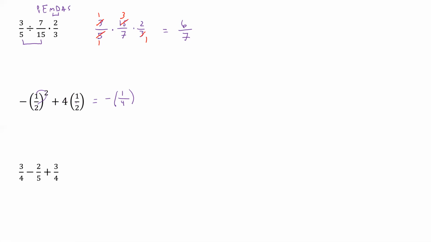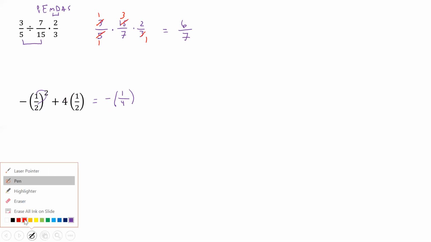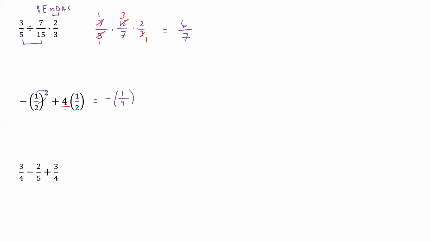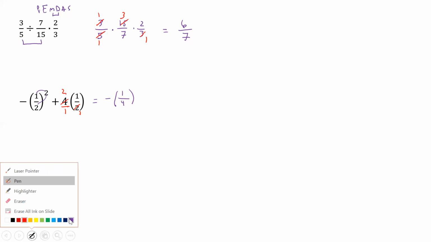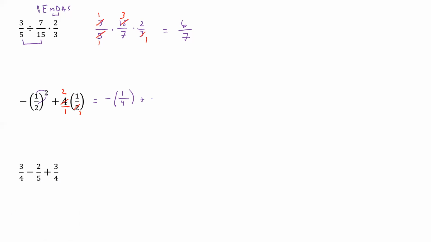Now we take the 4 times 1/2. Well, guess what? We can reduce. Now remember, this is really over 1, so we can take 2 goes in here once, 2 goes in here twice. Then we have 2 times 1 is 2, 1 times 1 is 1, and so basically we just have plus 2. Okay? So now what do we have?